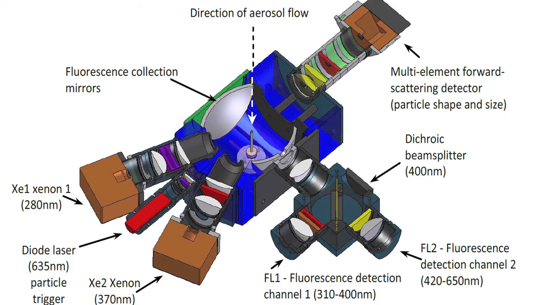The WIBS-spore also incorporates a diode laser at 635 nanometers, which is used to size and shape the particle. It essentially can tell the difference between a spherical and rod-like particle. The time resolution for the WIBS-spore instrument is very high, in the order of seconds to milliseconds.